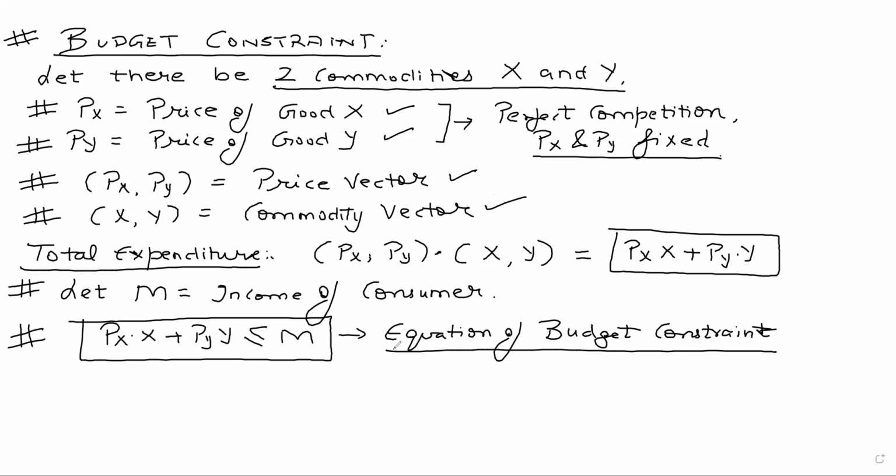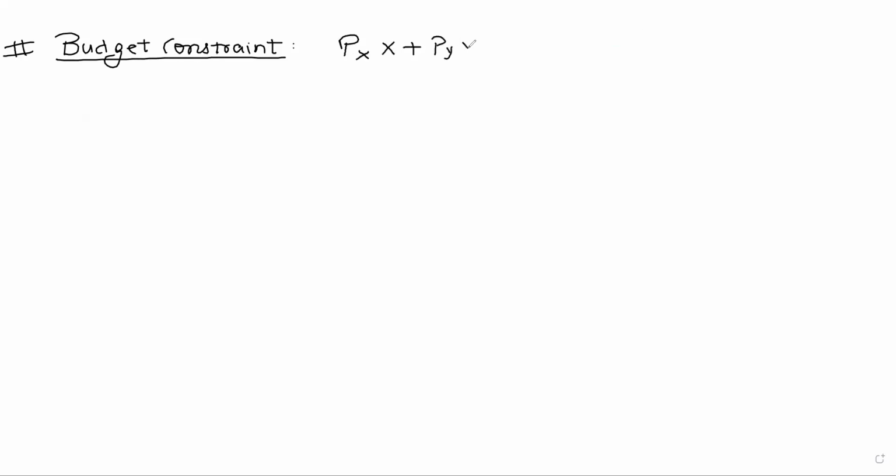Okay, so guys, if we plot the budget constraint, let's draw a diagram. Let's draw the graph, how it looks like. So my budget constraint is Px x plus Py y less than or equal to M. Now when we plot the budget constraint, what all do we need? We need the horizontal intercept.